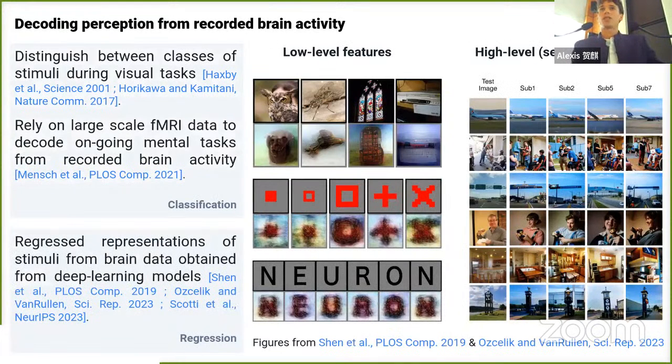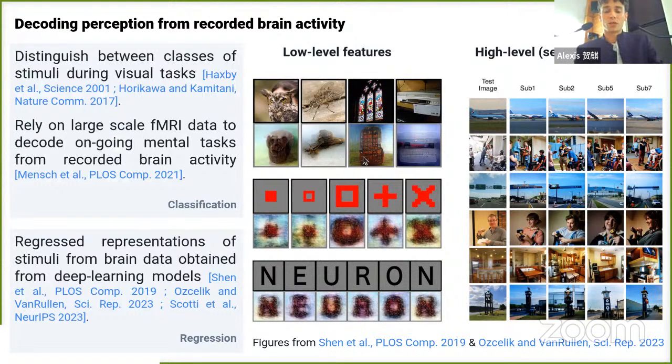And again, I'd like to go back to the distinction previously made in the previous slide between classification and regression. What we're seeing at the moment is the advent of regression methods for decoding. So people are not just trying to guess the category of objects that you're seeing at the moment. They try and maybe reconstruct the whole image that you would be seeing while being scanned. We can cite the work of Schoen and colleagues, but also Ostelik and Van Roolen.